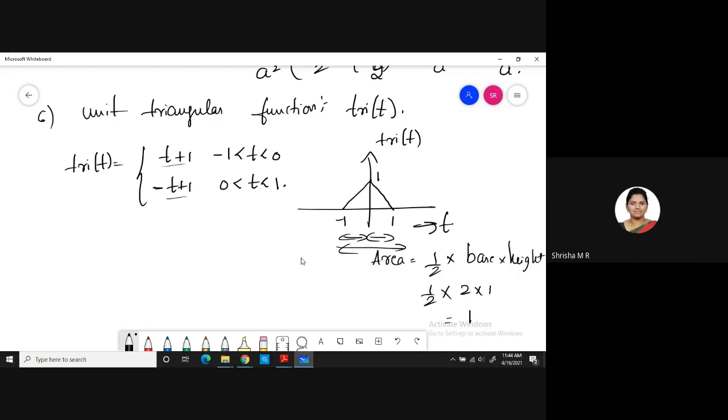So is it an even or odd signal? Even, ma'am. It's an even signal. And is it an energy or power signal? Energy, ma'am. It's an energy signal, because it's non-periodic and we get finite energy. Okay, so I'll tell you how we got the t plus 1 equation, and we'll calculate the energy of this.